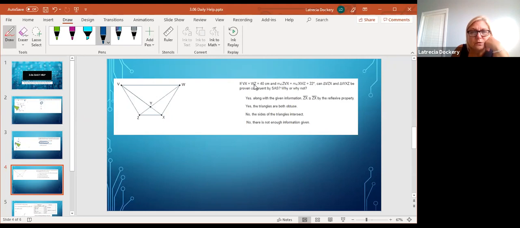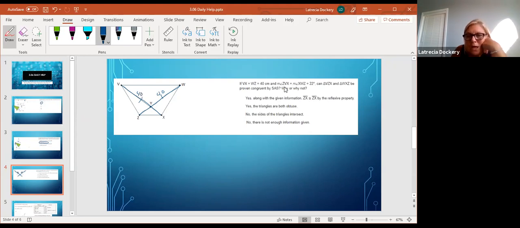VX is congruent to WZ. So VX is along this line, and we're going to put that it's congruent to WZ, and that is this line. Those two are congruent to each other, and they are also equal to 40 centimeters. So 40 and 40.